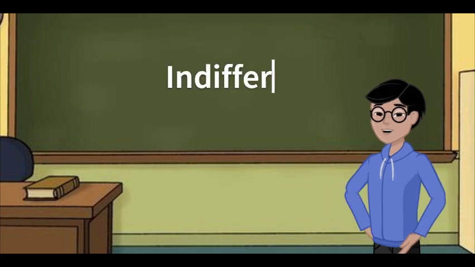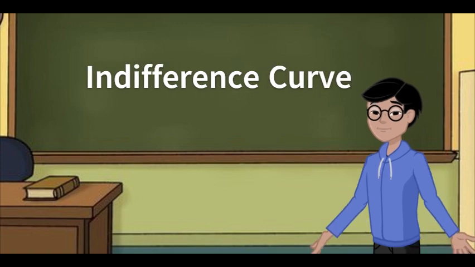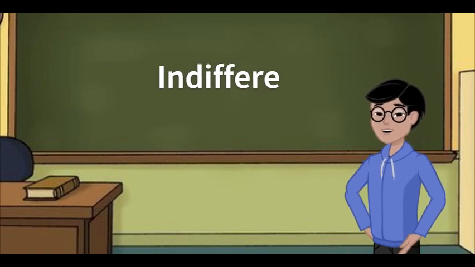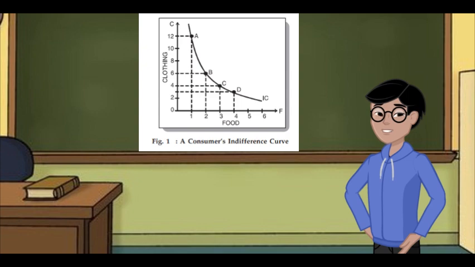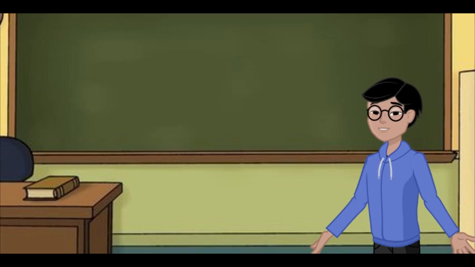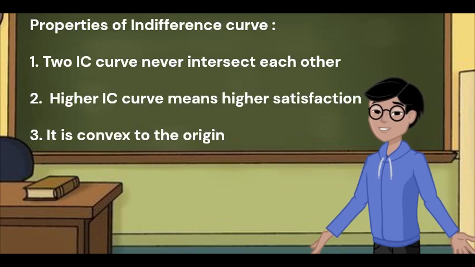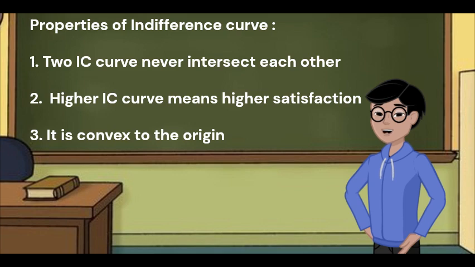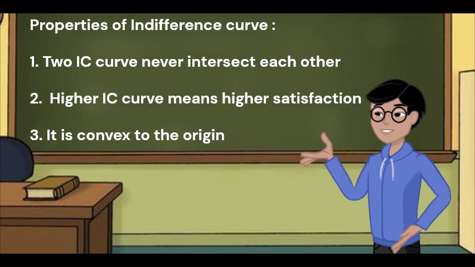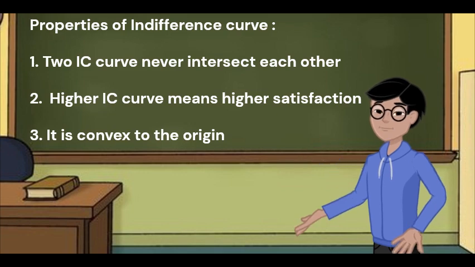Another topic is indifference curves. An indifference curve represents all the combinations of two goods that give you the same level of satisfaction. Properties of indifference curves. Let's highlight a few important properties of indifference curves. Two indifference curves never cross each other. Higher curves show higher satisfaction. It is convex to the origin.